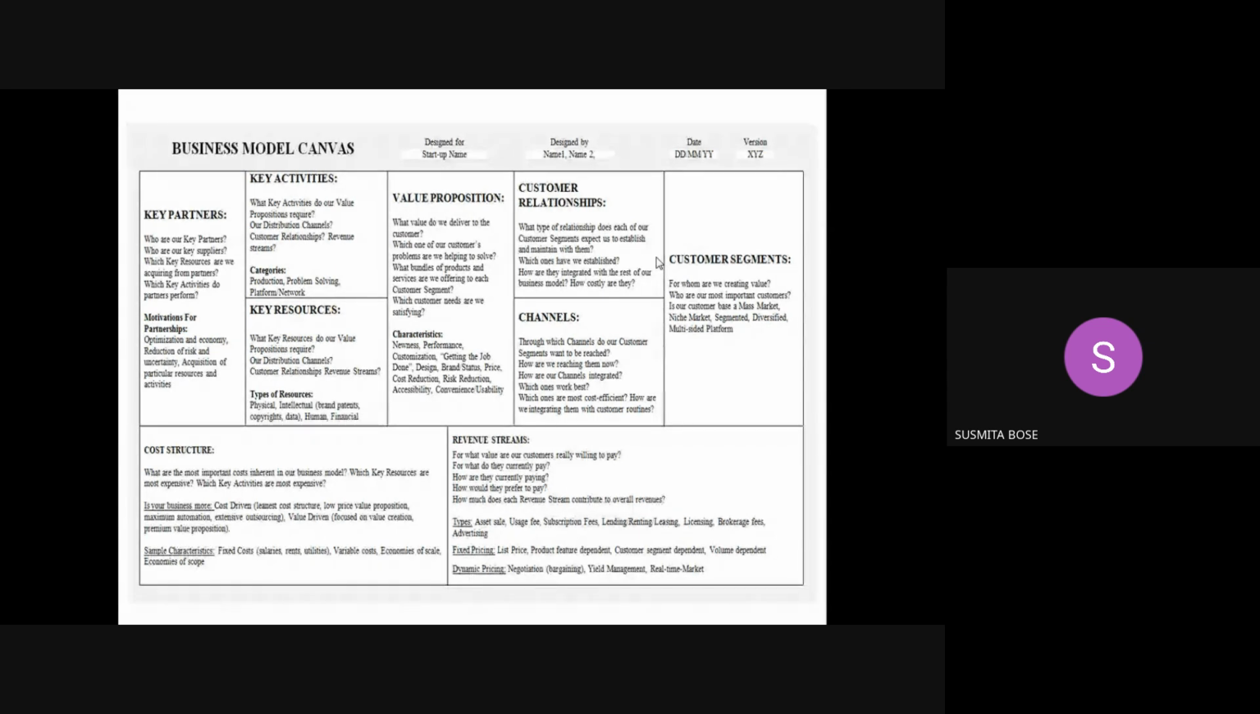Distribution channels, customer relationships, revenue streams. In the customer segment, for whom are we creating value? Who are our most important customers? Is our customer base a mass market, niche market, segmented or diversified, multi-sided platform? For channels, through which channels do our customer segments want to be reached? How are we reaching them now? How are our channels integrated, etc., etc.? So this is basically the actual structure of the BMC.